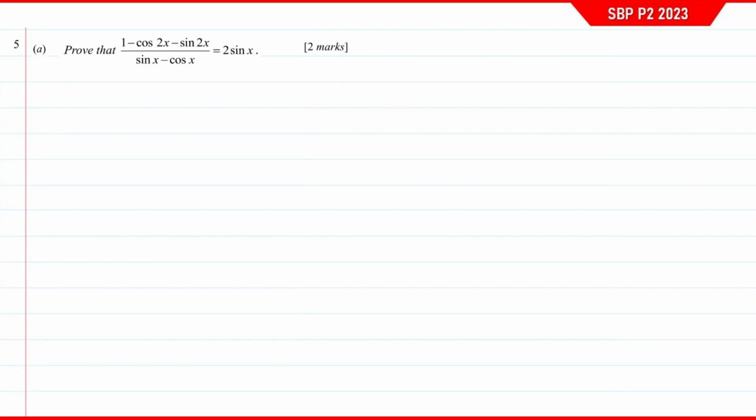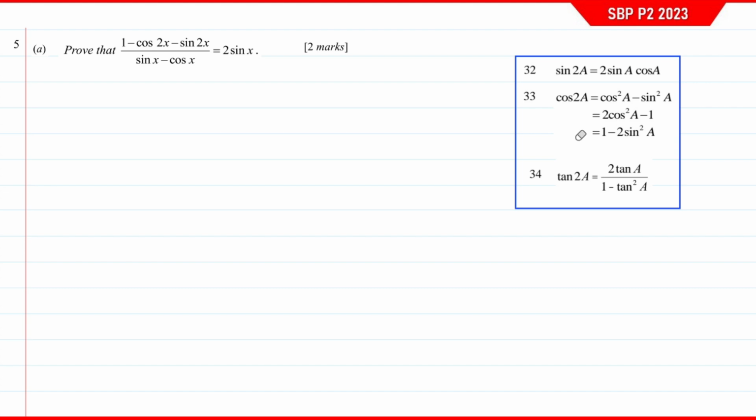Question 5a. Prove that (1 minus cos 2x minus sin 2x) over (sin x minus cos x) is equal to 2 sin x. So here we need to refer to the double angle formula to prove this. So we're going to prove this from the left hand side. For this part, cos 2x, using the formula number 33 here, we can replace it with 1 minus 2 sin squared x. And for the sin 2x, refer to the formula 32, so we can substitute it with 2 times sin x cos x.